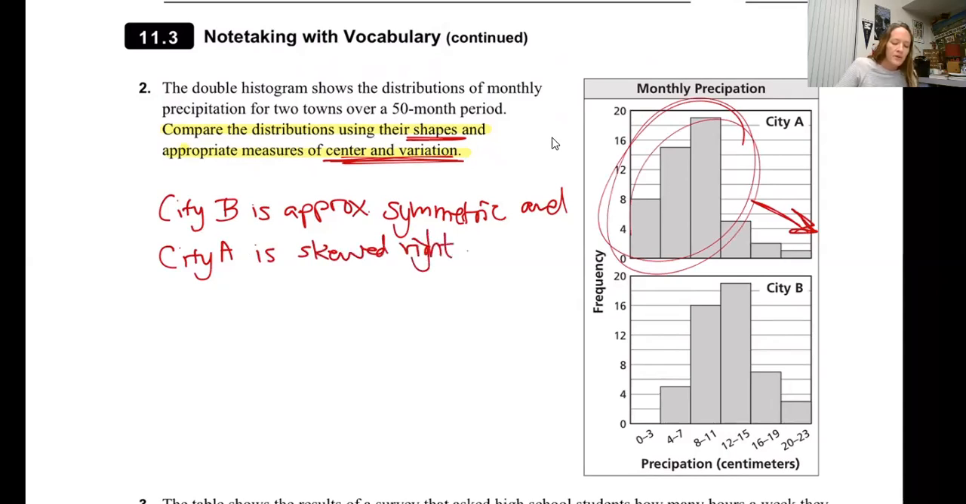Now, thinking about both of those, I have one that's symmetric and one that's skewed right. How does that shape tell me what would be the best measure of center and variation? You might need to go back to yesterday's video or yesterday's homework or notes that you hopefully were taking down. Remember, you can use notes and books and calculators on quizzes and tests during this time, so that might be a really big motivation for you to be taking notes and writing down examples.